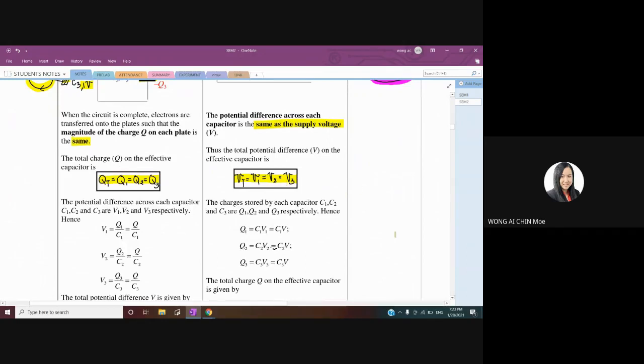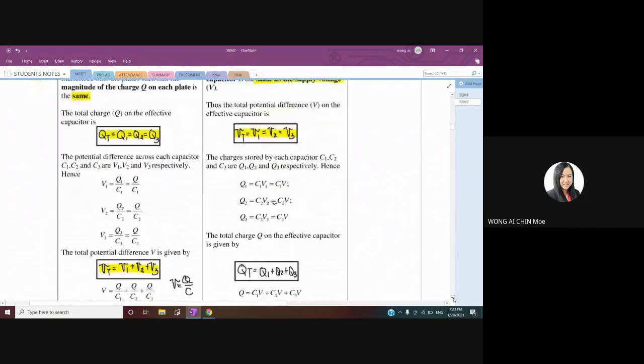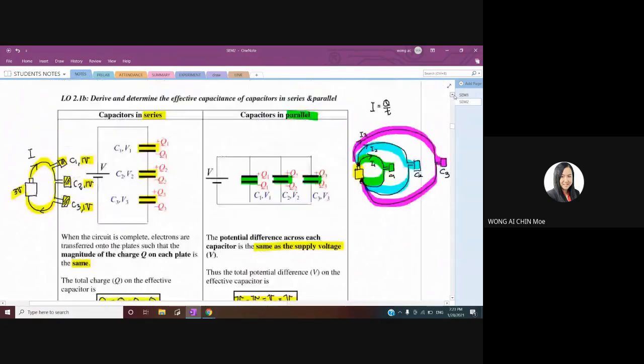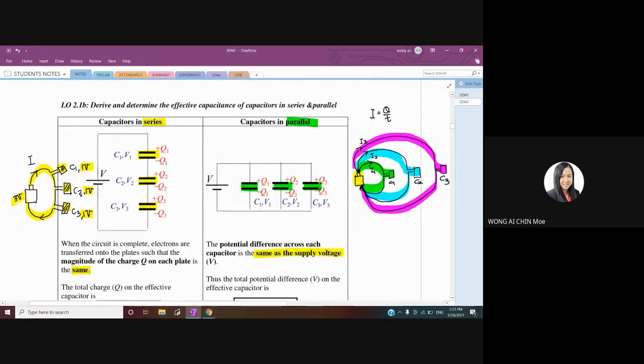However, for the charge, we need to total up. If you refer back to the diagram, when the current comes out, there are 3 wires. This current coming out from the power supply will split into I1, I2, and also I3, or we can say Q1, Q2, and Q3, because current equals the rate of charge flow. So when the charge comes out, it will split into 3.